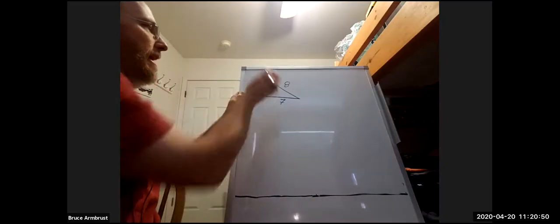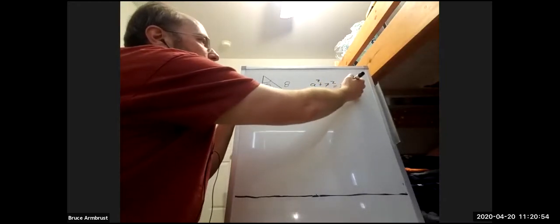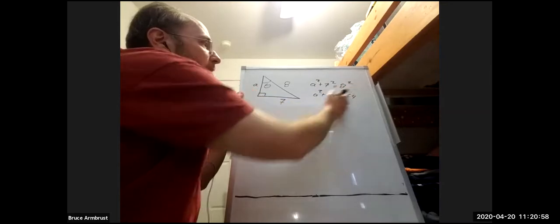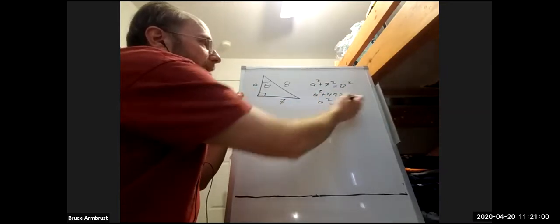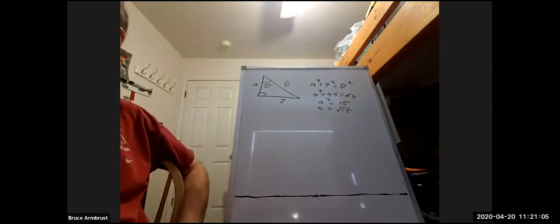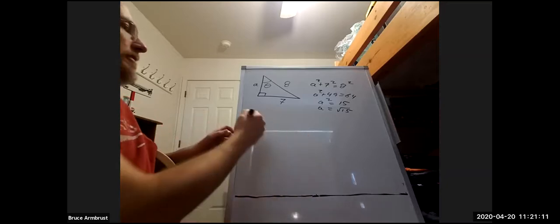If I call this guy A, I know that A squared plus 7 squared equals 8 squared. So that gives me that A squared is equal to 15. So A is the square root of 15. So now we can get the 6 trig functions.